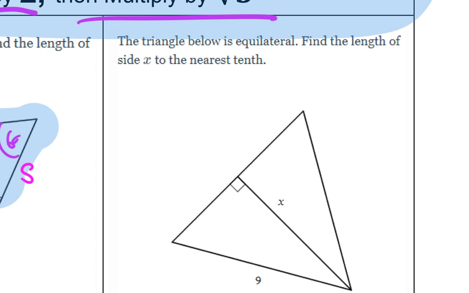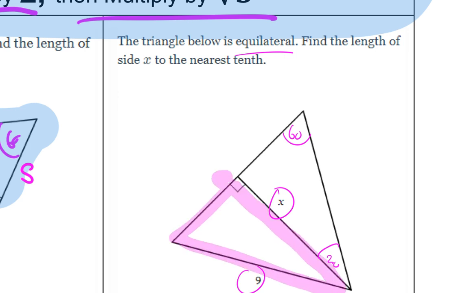You got this. It's an equilateral triangle, so we know if that cuts it, that has to be a 60 and that has to be a 30. Let's think about this triangle. What do we know first? This is our hypotenuse. This is the short leg. This is the long leg. So the long leg is x. We're trying to find the long leg, and we're given the hypotenuse. So we're going from hypotenuse to long.